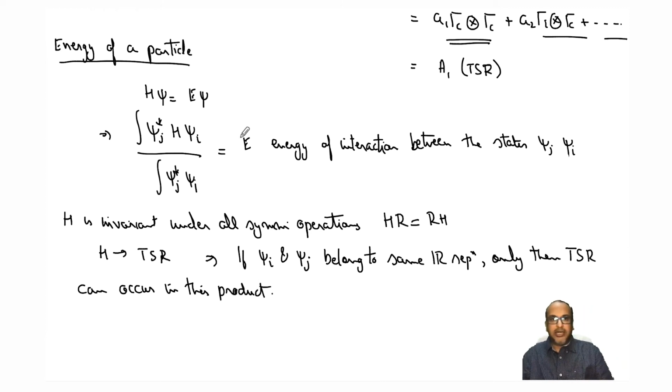To know whether this integration will go to 0 or not, we need to identify whether these two form the basis of the same IR representation or not. If they form the basis of the same IR representation, then the totally symmetric representation will exist in this product. If it exists, the integration will be non-zero, so there would be finite energy. Otherwise, the integration will be equal to 0 if these two form the basis of two different IR representations. Then we can say that the energy of interaction between the two states is 0, right? So if the numerator goes to 0, the whole thing goes to 0.